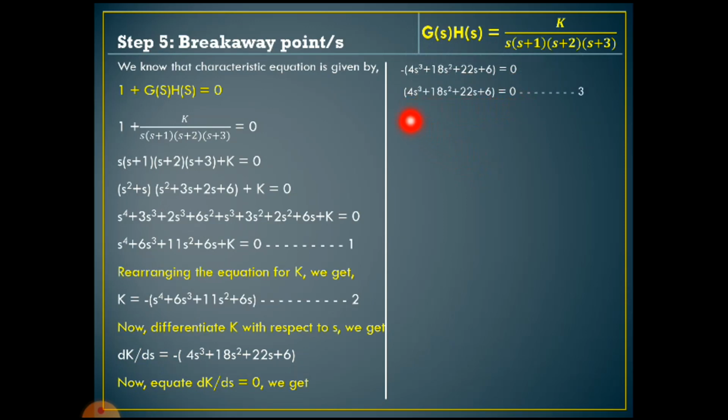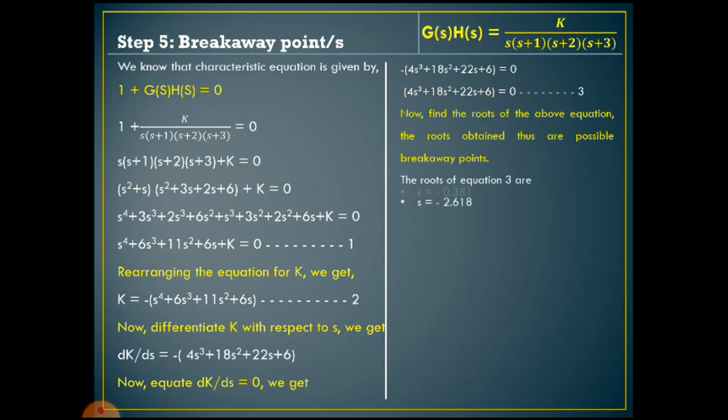Now this is an equation having highest order as 3, right? So you will have 3 roots. So find those roots, and here if you find those roots, they are minus 2.618, minus 0.381, and minus 1.5. So the dk by ds is equal to 0 equation has 3 roots: minus 2.618, minus 0.381, and minus 1.5. Now these are the possible breakaway points. I am saying possible because these are not checked for their validity.